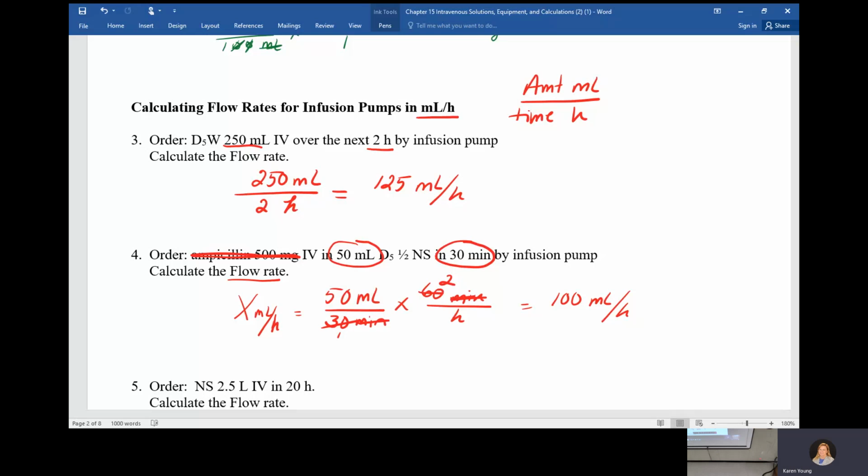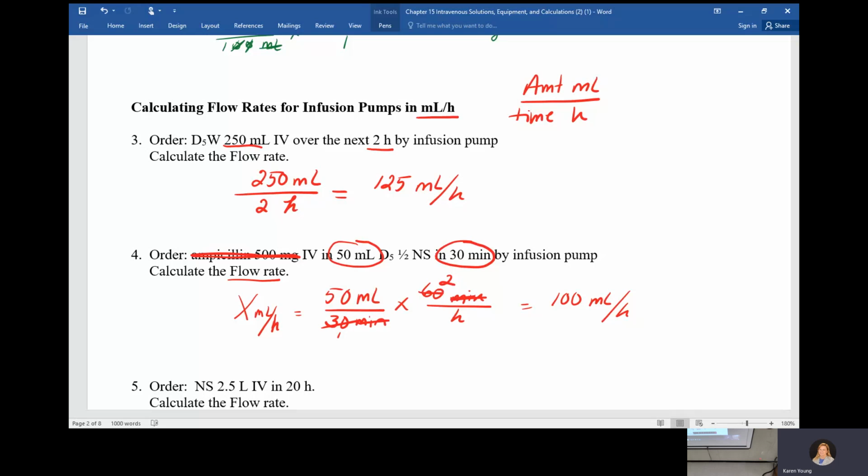And that's okay, right? To program the pump, it's 100 milliliters per hour, because you're only running 50 milliliters. It's going to end in 30 minutes. Now, a lot of people will tell you, especially on the floor, oh, don't worry about calculating the flow rate, because all you have to do is push it into the pump. And the pump will do the calculations for you.